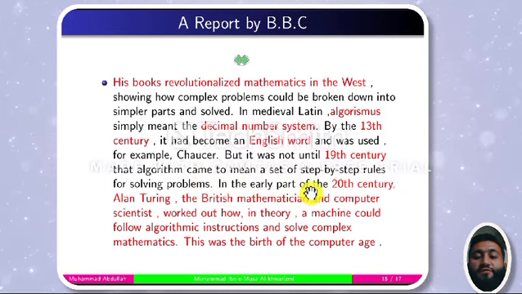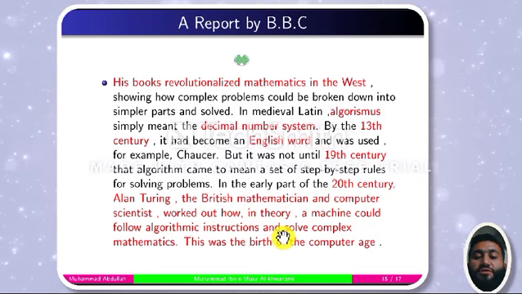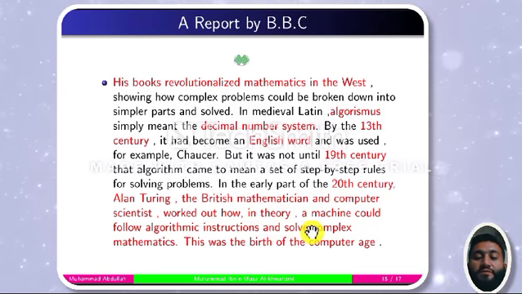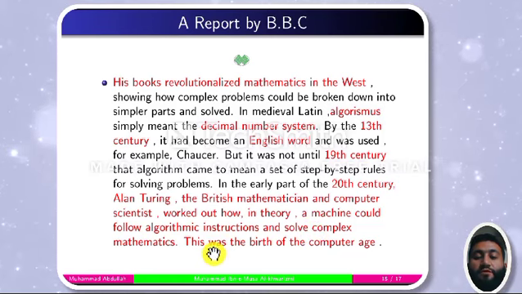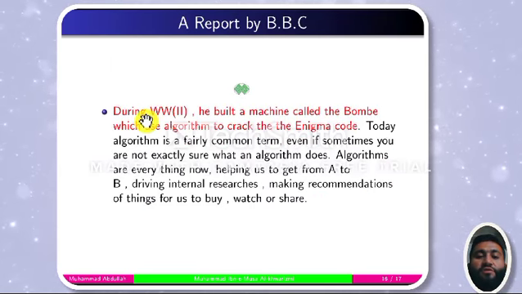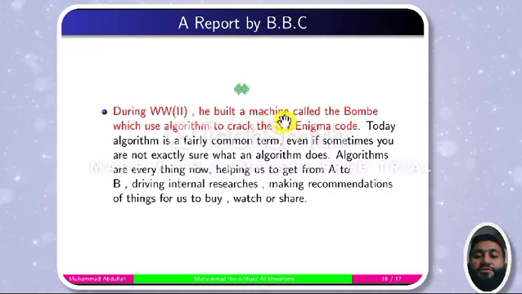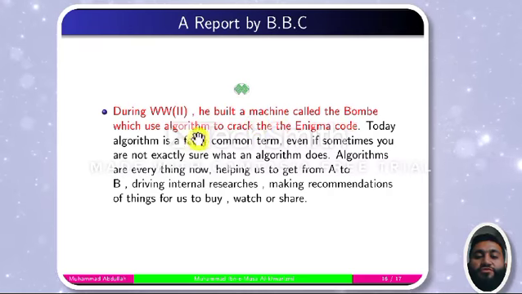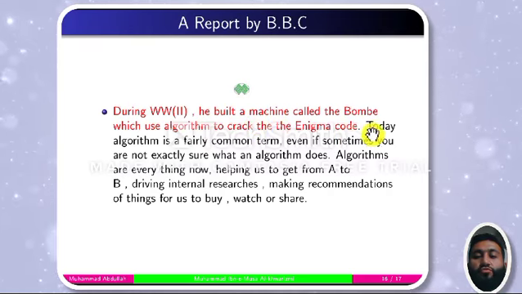In the early part of the 20th century, Alan Turing, the British mathematician and computer scientist, worked out how, in theory, a machine could follow algorithmic instructions and solve complex mathematics. This was the birth of the computer age. During World War II, he built a machine called the Bombe, which used algorithms to crack the Enigma code.